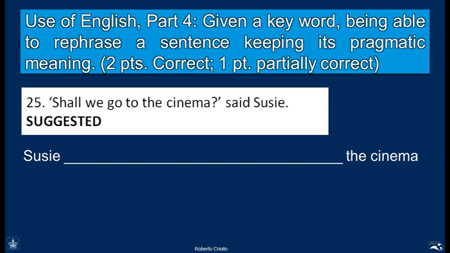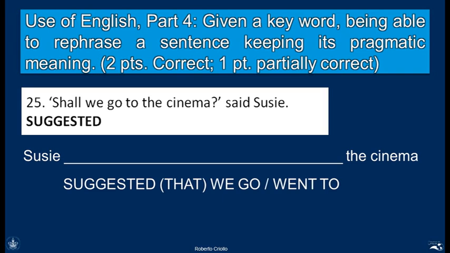So we have a part of the sentence, Susie, and then the cinema. We need to complete it, and the correct answer will be: Susie suggested we go to the cinema. Susie suggested that we go to the cinema, or Susie suggested that we went to the cinema, or Susie suggested we went to the cinema.